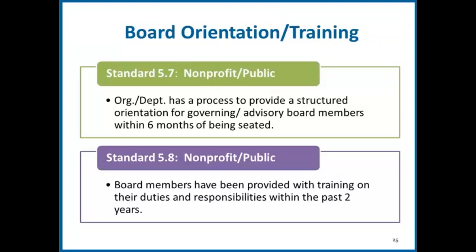And of course, Standard 5.8 requires that board members have been provided with training on their duties and responsibilities within the past 2 years. And that's why it's important to have that overall strategy for board training, that a committee, or at least a couple of individuals on the board have sat down, thought about what you're going to train your board on over the course of, probably the next year or two. I don't think 2 years is necessarily too far in the future to have that training strategy. You really want to make sure that you're covering those high priority training topics.